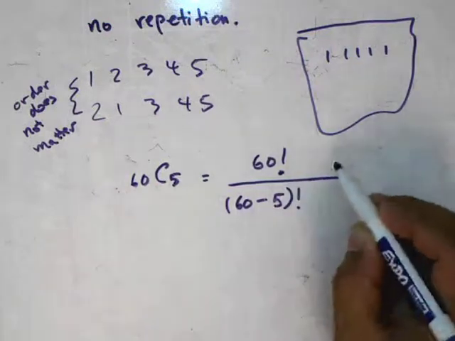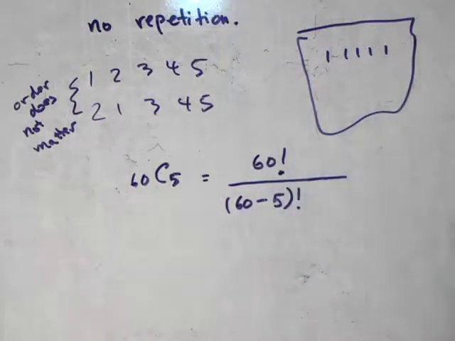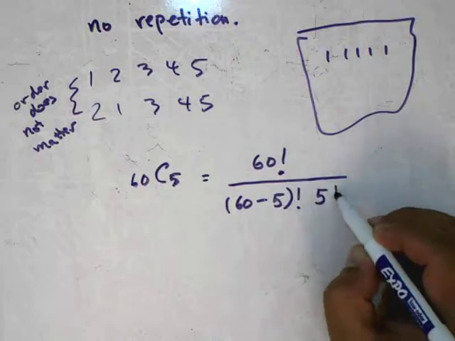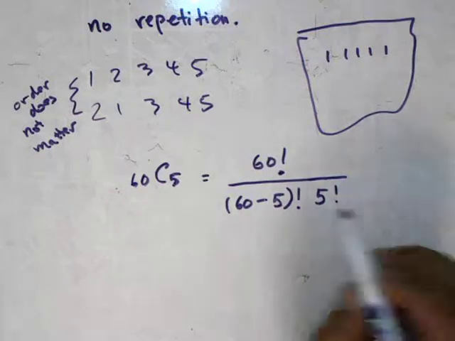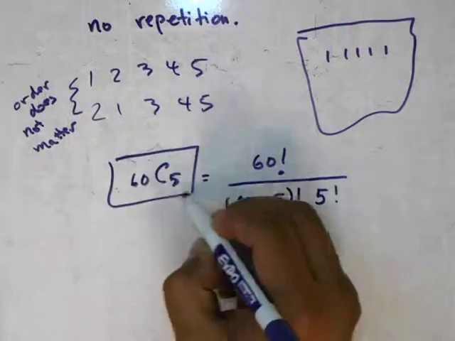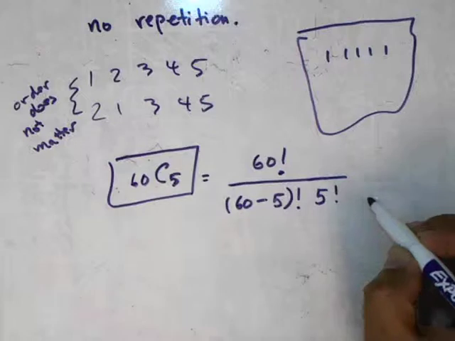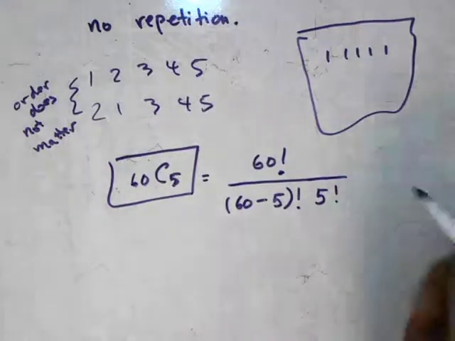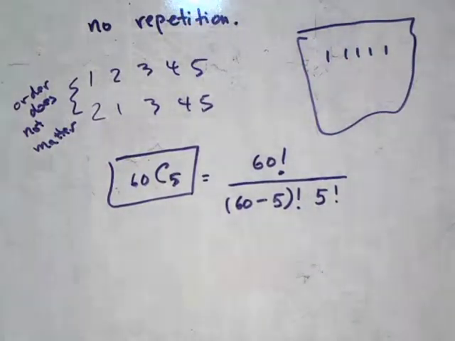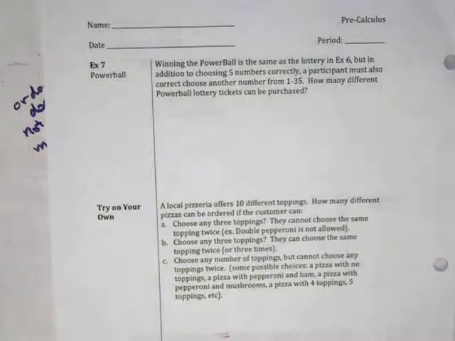So this is 60 factorial over 60 minus 5 factorial times 5 factorial. Okay. And so you can put this as your answer, but I'm always going to remind you what this is, and then you can take this and plug it into a calculator and see if you get the correct answer. Okay. So let's take a look at a slightly different example.